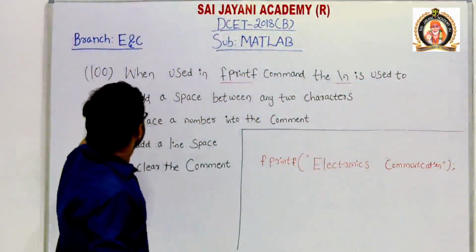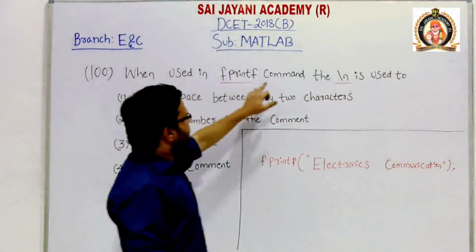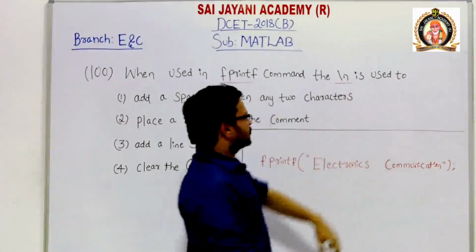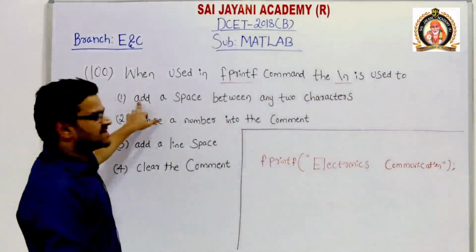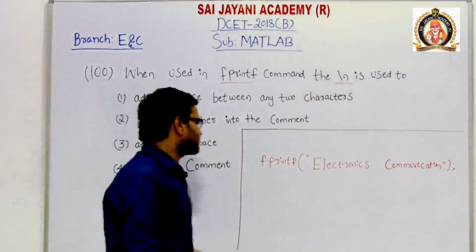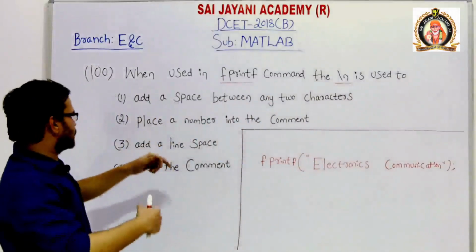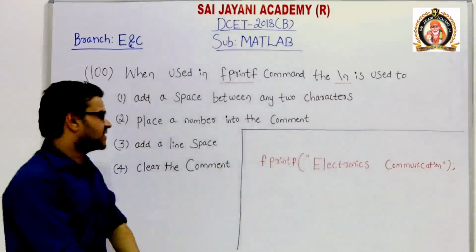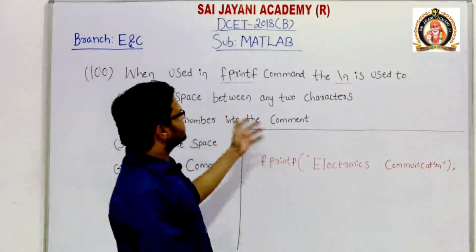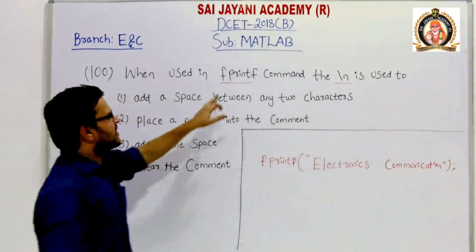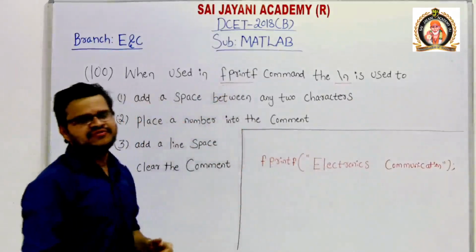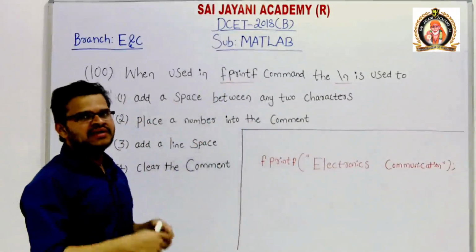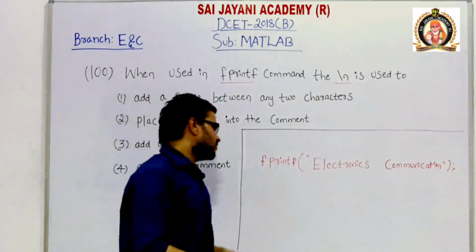The question number 100: when used in the fprintf command, the backslash n is used to. The options are given below. The first one is add a space between any two characters, the second option is place a number into the comment, the third one is add a line space, and the fourth one is clear the comment. Before solving this question, first we have to know the fprintf function. In MATLAB, the fprintf command is mainly used to print information onto the screen or onto the command window.